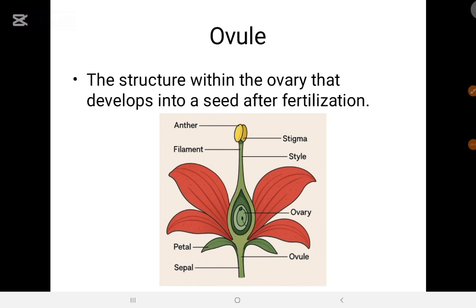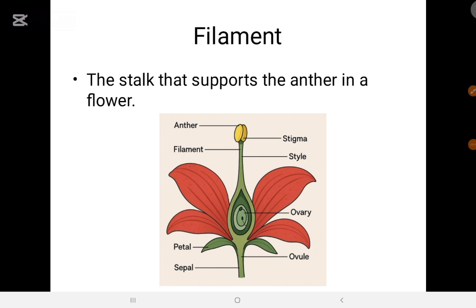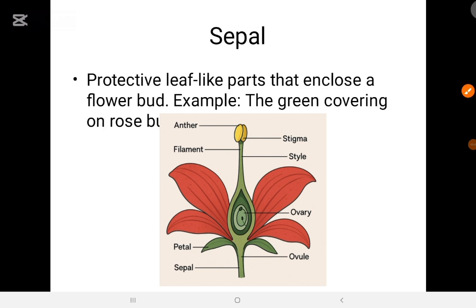An ovule is a structure within the ovary that develops into seed after fertilization. So I've mentioned that. Now the filament is the stalk that supports the anther in the flower. So the stalk that supports the anther is called the filament, while the one that supports the stigma is called the style.